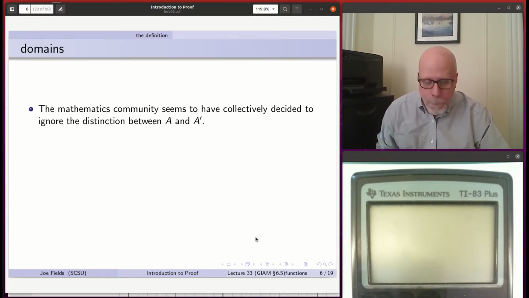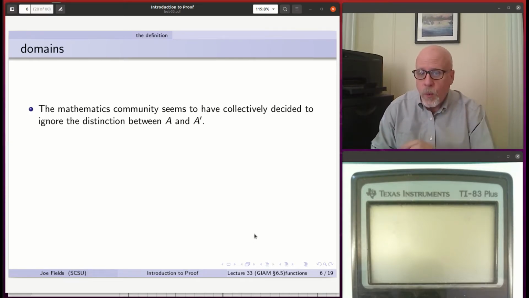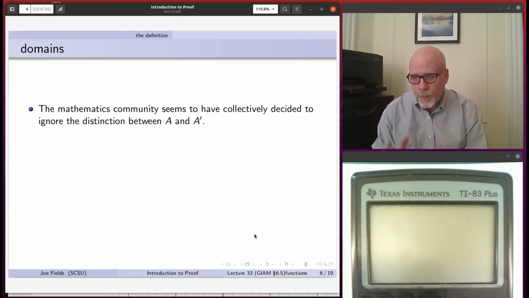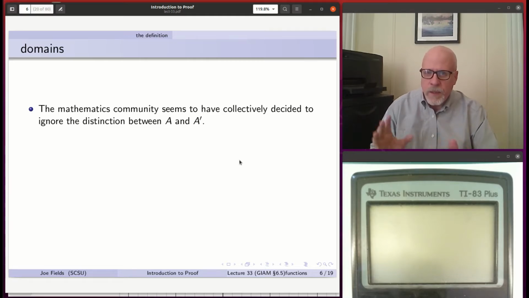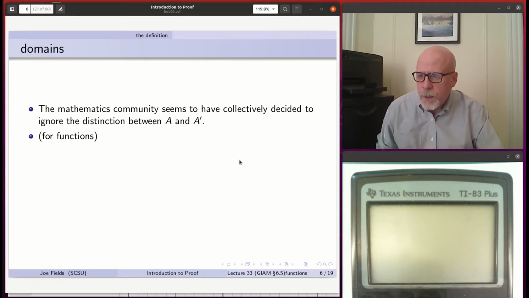Well, in the accepted definition of what a function is, we really don't make this distinction between the stuff on the left. A and A prime are just considered to be the same set. I think there are good reasons for making that choice, but it does give a certain asymmetry to the way we think about things.